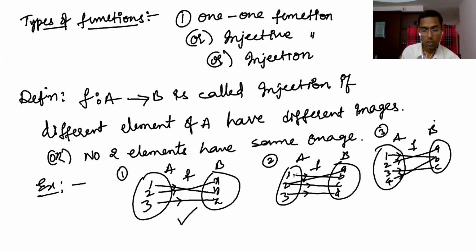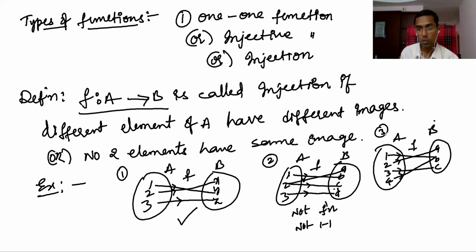First of all, you have to check whether it's a function or not. One has only one image, but two has two images, therefore it's not a function. So it's not one-one, obviously, because first, f has to be a function. A function is said to be an injection if it satisfies this condition: different elements have different images.